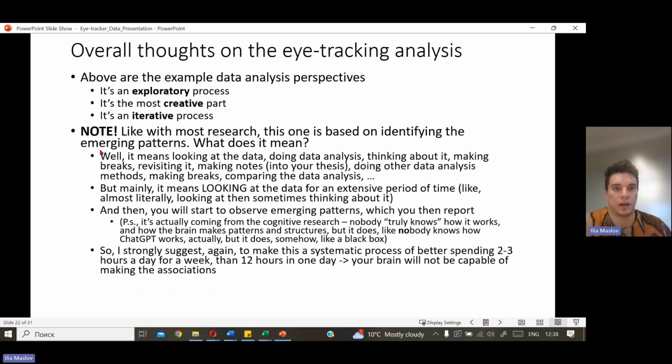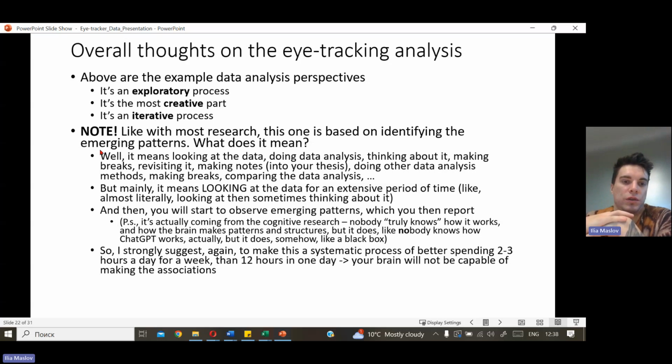Okay, so overall thoughts. It's an exploratory process. It's the most creative part because you don't have the right solution. You need to find the right solution and use all these different tools. It's an iterative process. So you get this picture, then that picture, then you rest, then you do some note writing, then you analyze again, reconfirm your hypothesis, then you rest, etc.